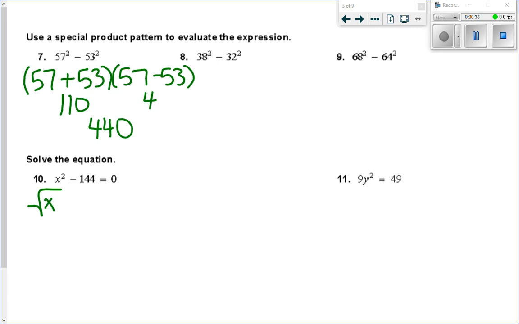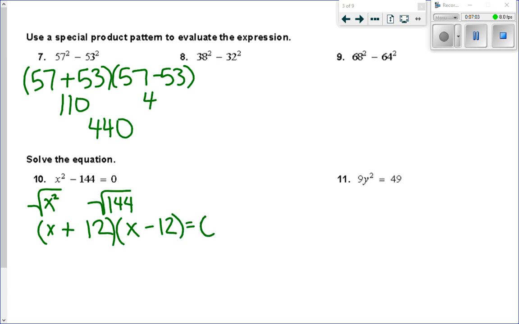We know we can take the square root of x squared and the square root of 144. We can get x, and we will get 12. We know from the pattern that it's a difference of squares. So we finish that out. We have our factored equation.